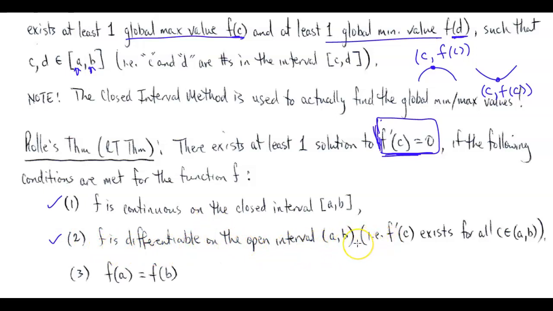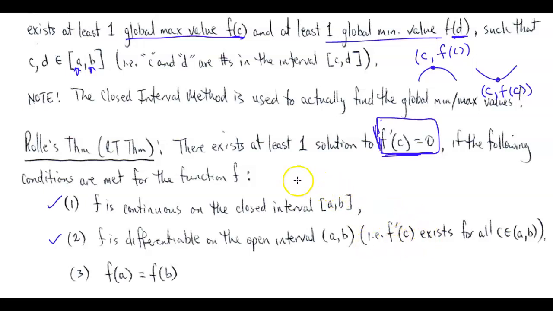So that means that the derivative exists everywhere for every x value that is strictly inside of x equals a and x equals b. Okay, we're not considering it on the end values x equals a and x equals b, but any values that are strictly in between that, we're saying the function has to be differentiable.